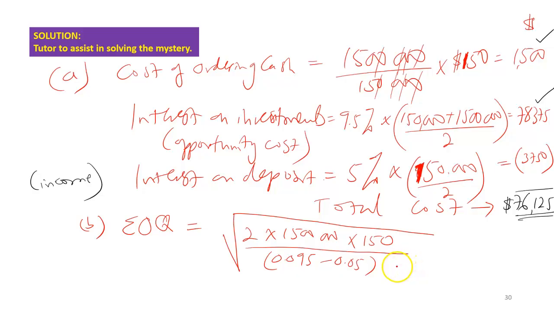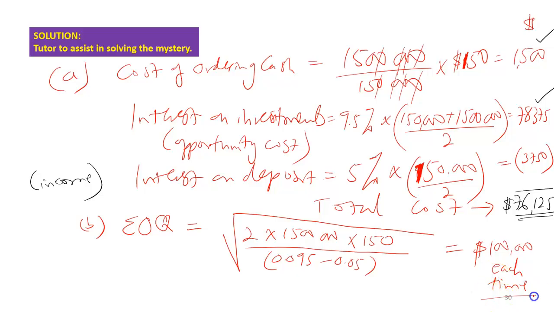Okay. And if you solve this expression, mathematically that's called an expression. If you solve the expression, then you are going to get $100,000 each time. So that's the economic order size each time.